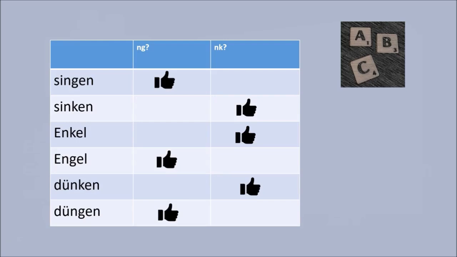The first word, singen, with an NG, which is to sing. Sinken, to sink. Actually exactly the same as in English, sing and sink. Enkel, which is a grandchild. Engel, which is an angel. Dünken, sort of to seem or think. And düngen is to fertilize.